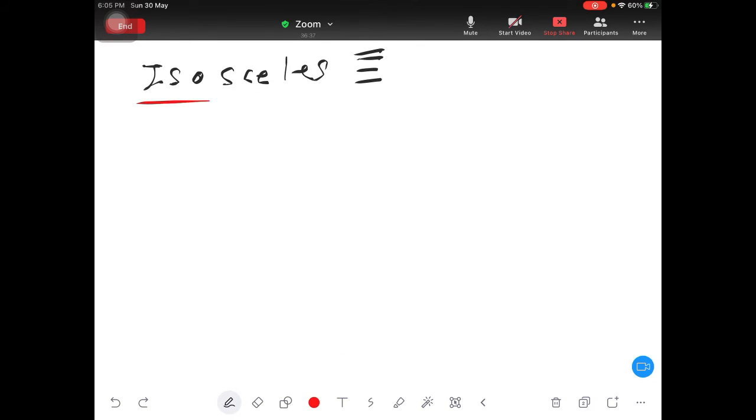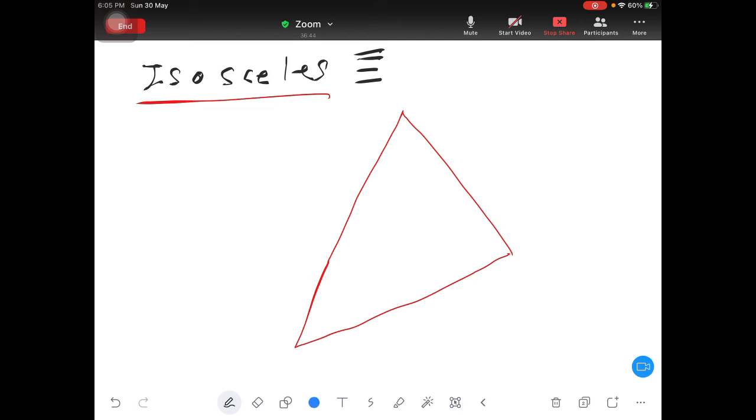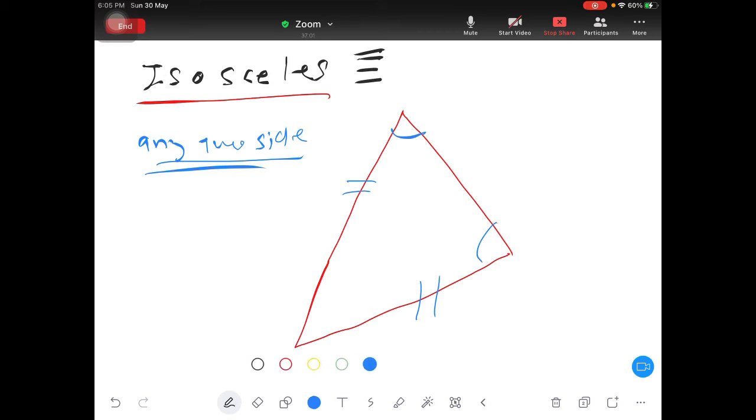If I draw a triangle like this and say that this side and this side are the same, then two sides are the same. Any two sides are the same. You also have three angles: one angle here, one here, and one here. Now these two angles will be the same, because this side is not the same, right?